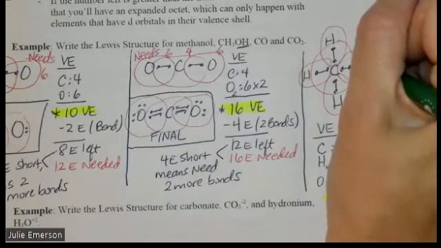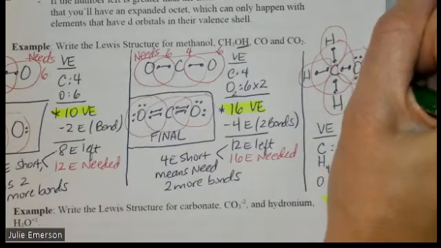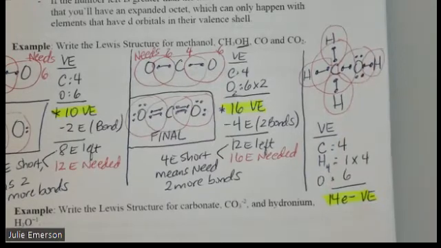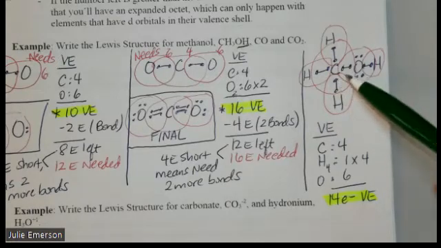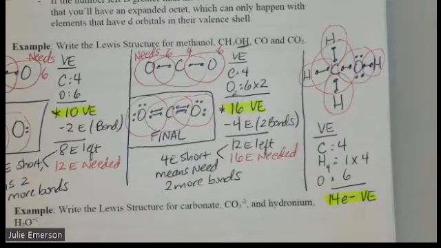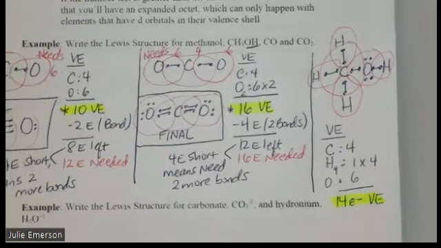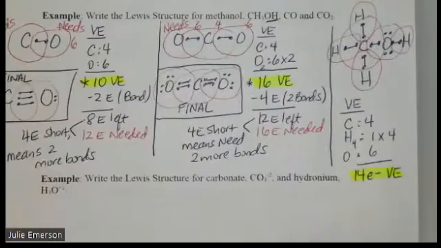We weren't short electrons, so we didn't have to increase bonding or anything like that, like we did with carbon dioxide and carbon monoxide. We're just going to put those 2 lone pairs on the oxygen. So 14 electrons should be here: 2, 4, 6, 8, 10, 12, 14. There's my 14. So that would be the Lewis structure for methanol. All right, I'm going to finish out the page and then we're going to take a break.